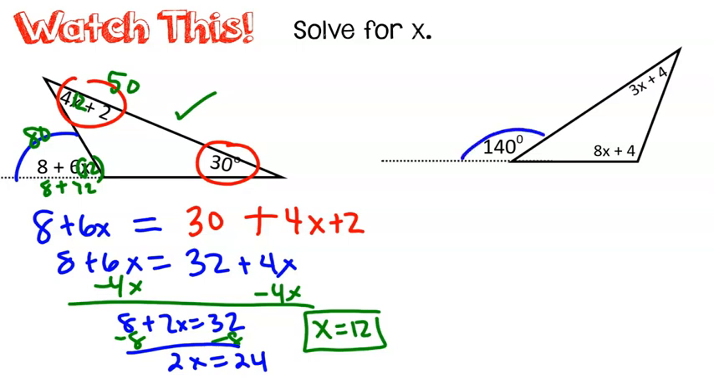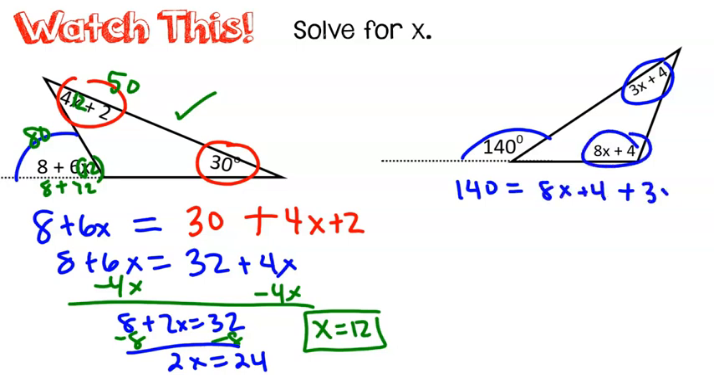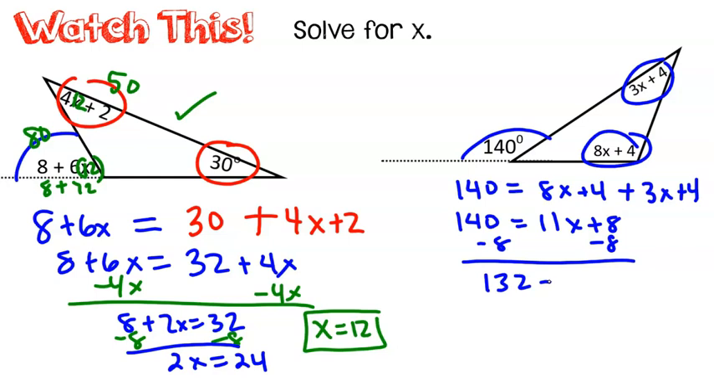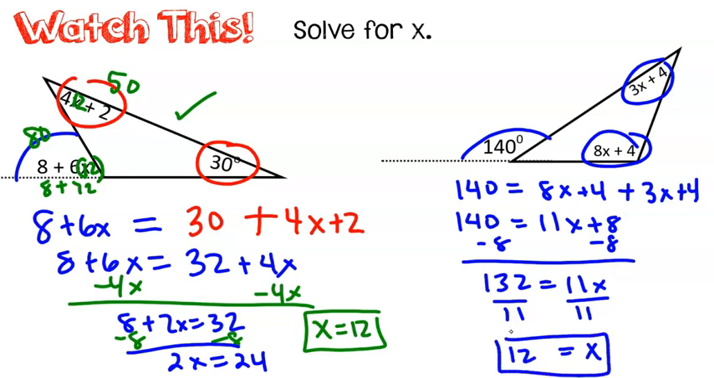Last one. The exterior angle is equal to the sum of the two remote interior angles. So 8x plus 4 and 3x plus 4. That's going to give me 140 is equal to 11x plus 8. Subtract 8 from both sides. 132 is equal to 11x. Divide both sides by 11. And this one is also x is equal to 12.